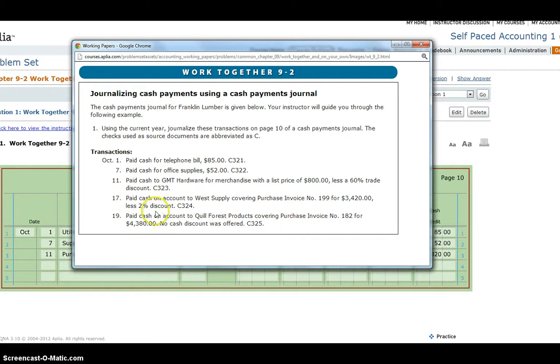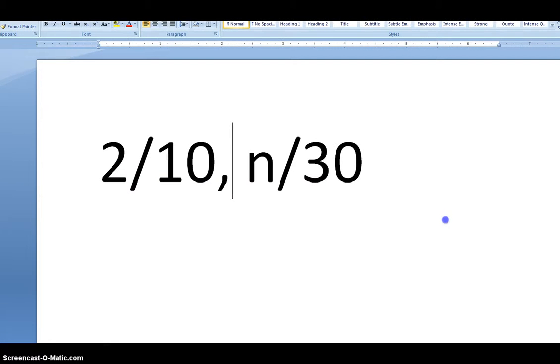Now notice this last section right here, less a 2% discount. Sometimes what businesses will do is they will actually have you get a discount for paying early. So sometimes you'll see this on a particular bill, and it looks kind of confusing, but let me explain it. It's 2/10 net 30. That N stands for net 30.